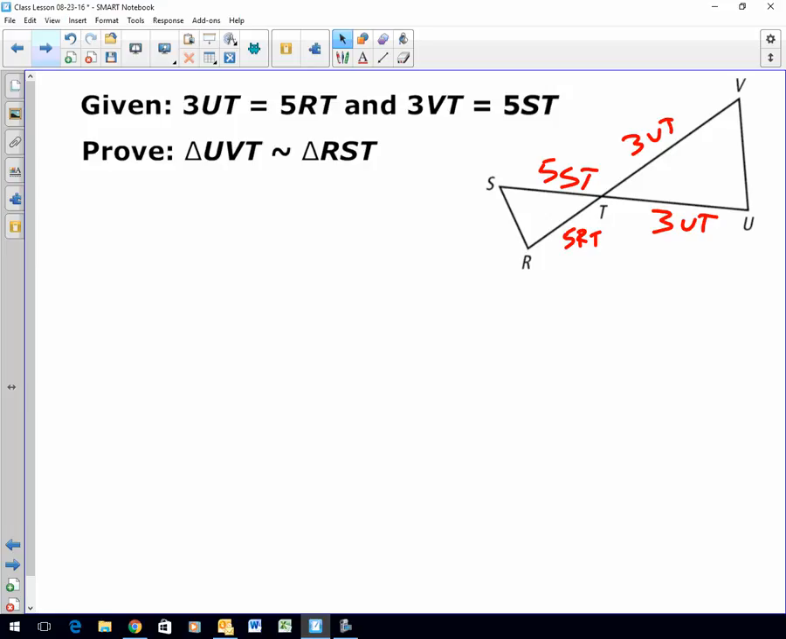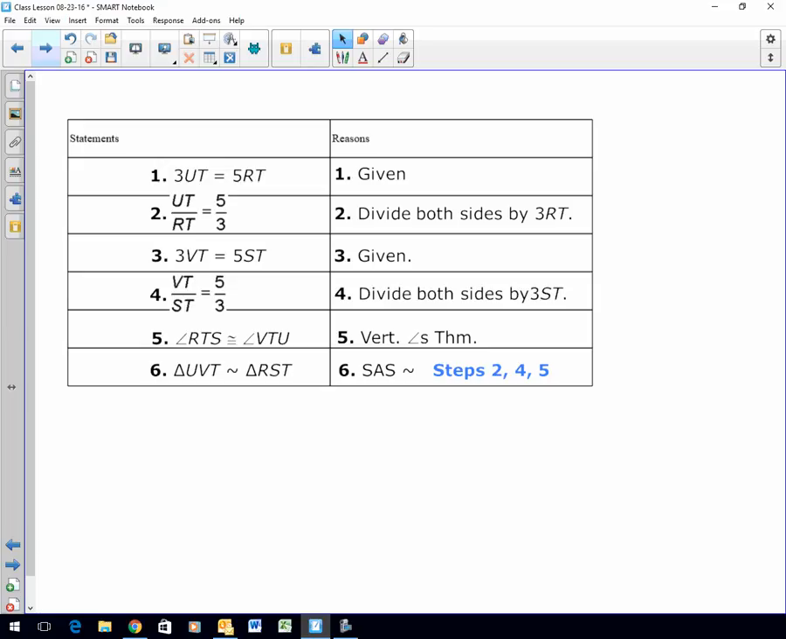We get here tomorrow in our lesson. This is the end goal. This is what you'll be doing. This is called a geometric proof. I was given that 3 times UT equals 5 RT. I have to set up my proportional, and then you explain out here what to do. Divide both sides by 3 RT. Then after you cross multiply, there's another given, 3BT equals 5ST. Divide both sides by 3ST. Your vertical angle theorem would prove that. You have side angle side.